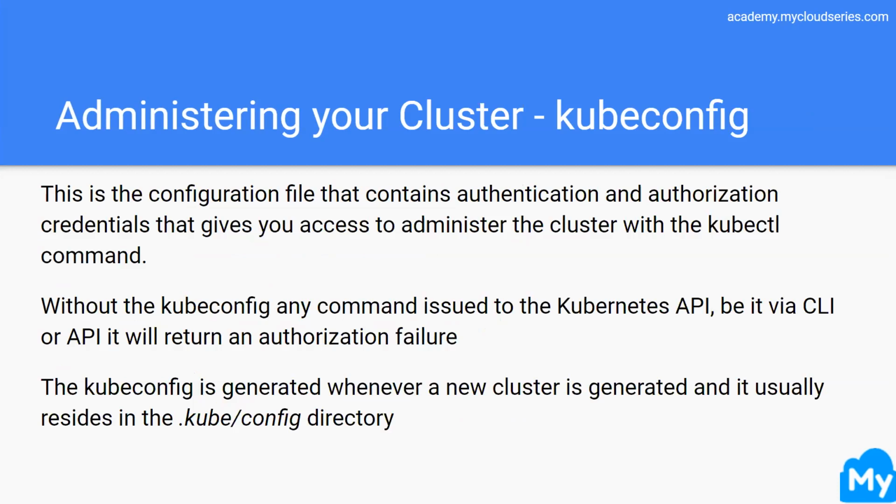The configuration file contains authentication and authorization credentials that give you access to administer the cluster with the kubectl command. Without the kubeconfig, any command issued to the Kubernetes API, be it via the CLI or API at all, will return an authorization failure. The kubeconfig is generated whenever a new cluster is created, and usually resides in the .kube/config directory. So Kubernetes stores that config file in that particular directory.